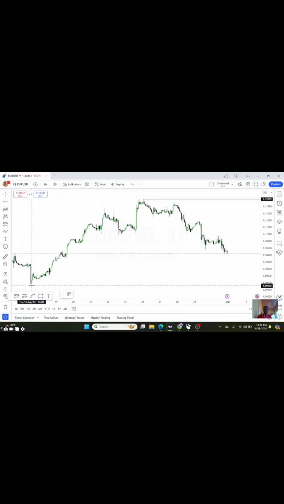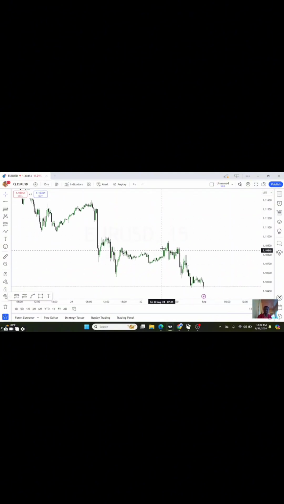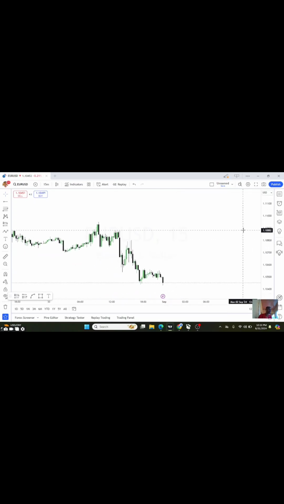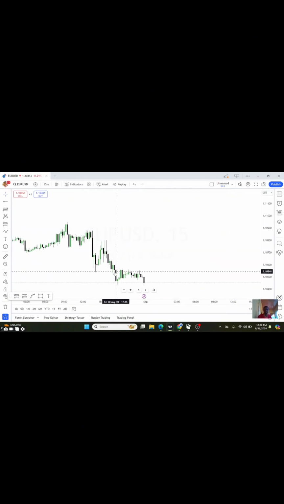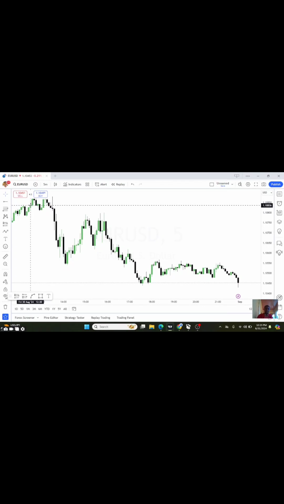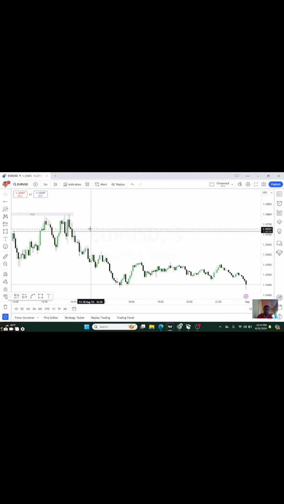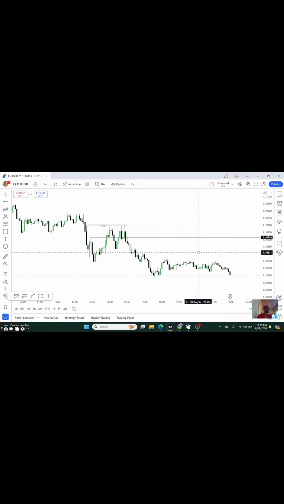So coming down to EUR USD, from what we can see here, price has reacted from that fair value gap, then dropped to the downside, creating a QML level right there. That's my supply zone from that place.